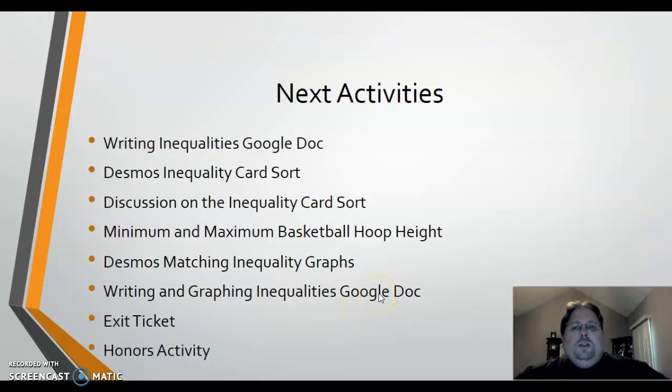Your next activities are going to be writing inequalities Google Doc. So you need to make a copy. If you're having issues submitting that, please join my Zoom hours, and I can walk you through how to submit that. You have a Desmos inequality card sort, a discussion on the card sort, a basketball hoop height minimum and maximum. You're going to be matching some inequality graphs, writing and graphing inequalities Google Doc, and an exit ticket. And my honors students, I expect you to do this honors activity. For those of you who are not in honors but want to try, you're more than welcome to try it. Especially for those of you who may be interested in being in honors next year.